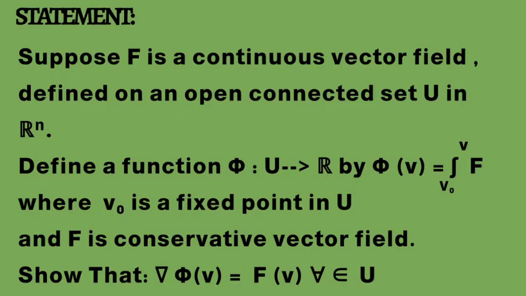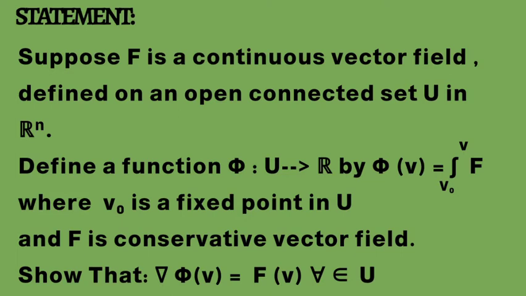Let us begin. The statement says, suppose F is a vector field defined on an open connected set U in R^n, then we define a function phi from U to R by phi of v is equal to the integration of the vector field F from v0 to v, where v0 is a fixed point in U and F is a conservative vector field. Then we have to show that the gradient of phi of v is equal to F of v for all v belonging to U. There is a small mistake, there is v missing in the statement.